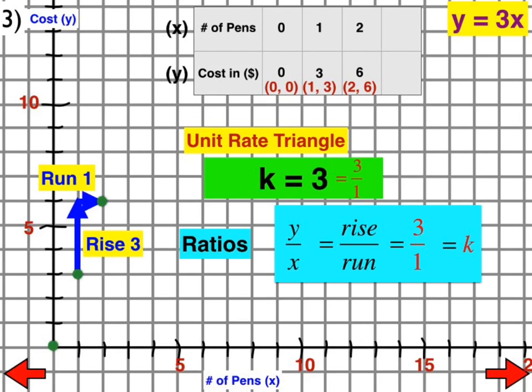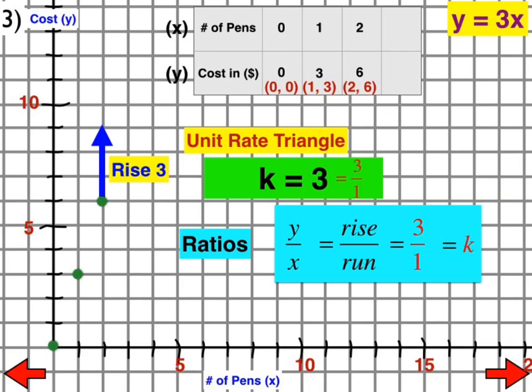So from that new ordered pair, we rise 3, we run 1, and we have another ordered pair, which of course is 3 comma 9. And don't forget to draw your line through that graph.